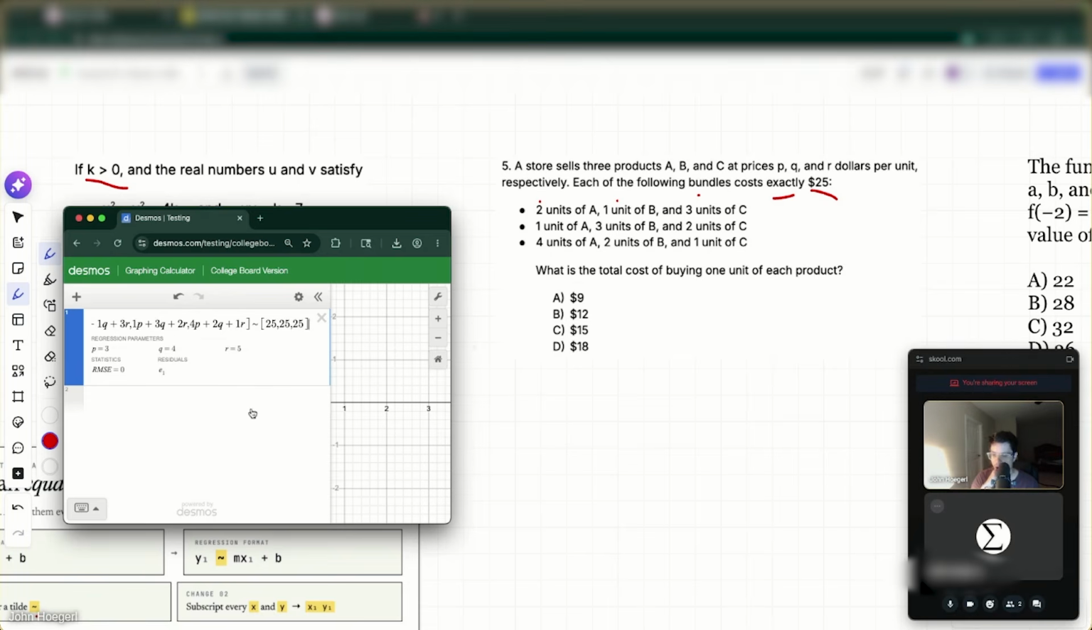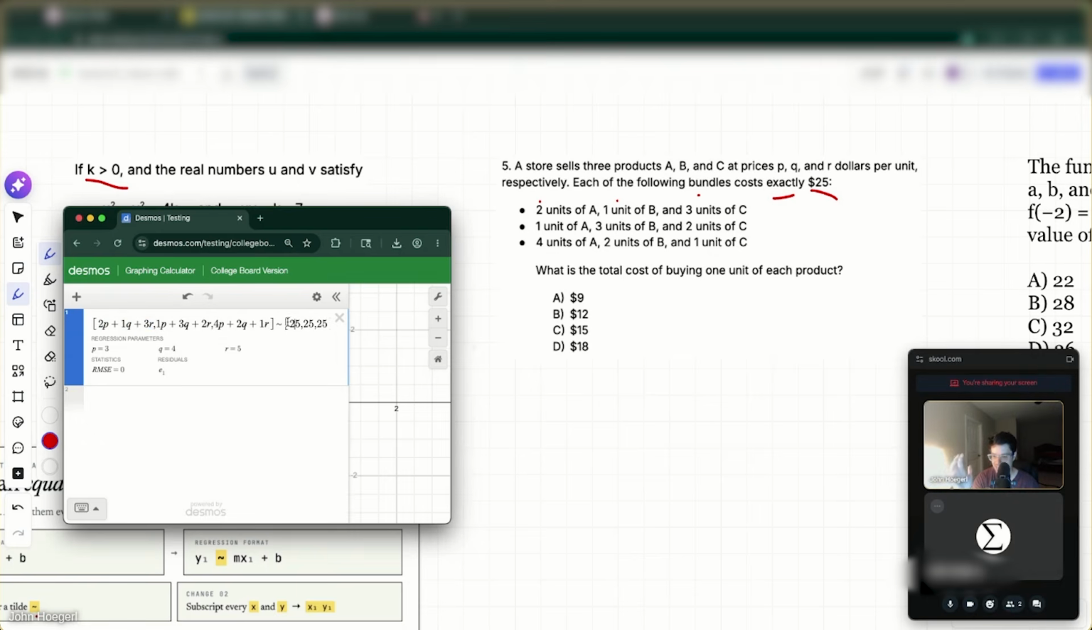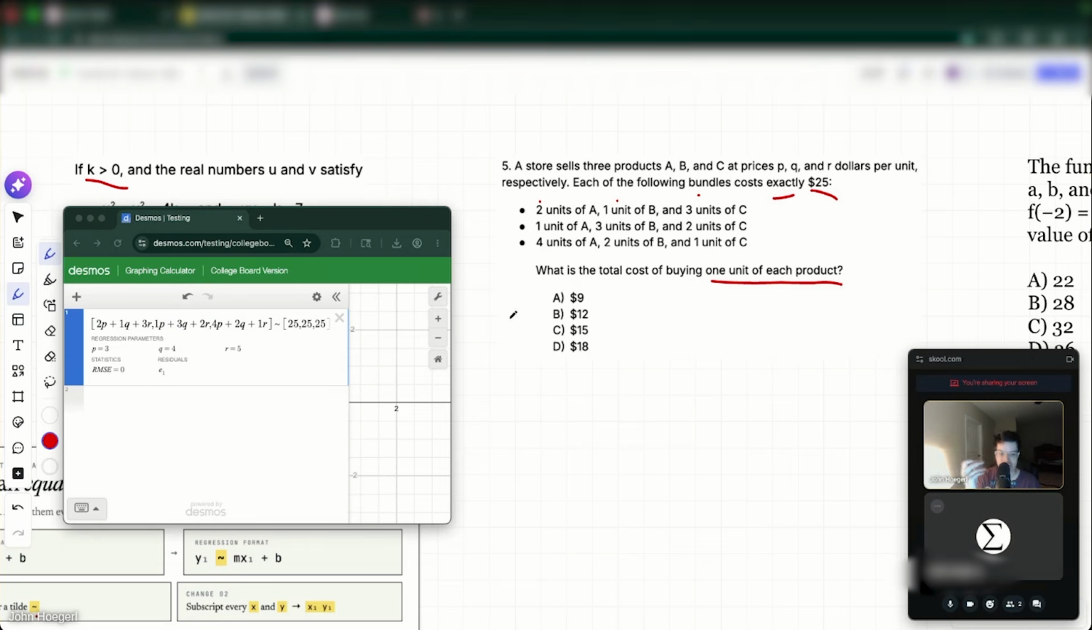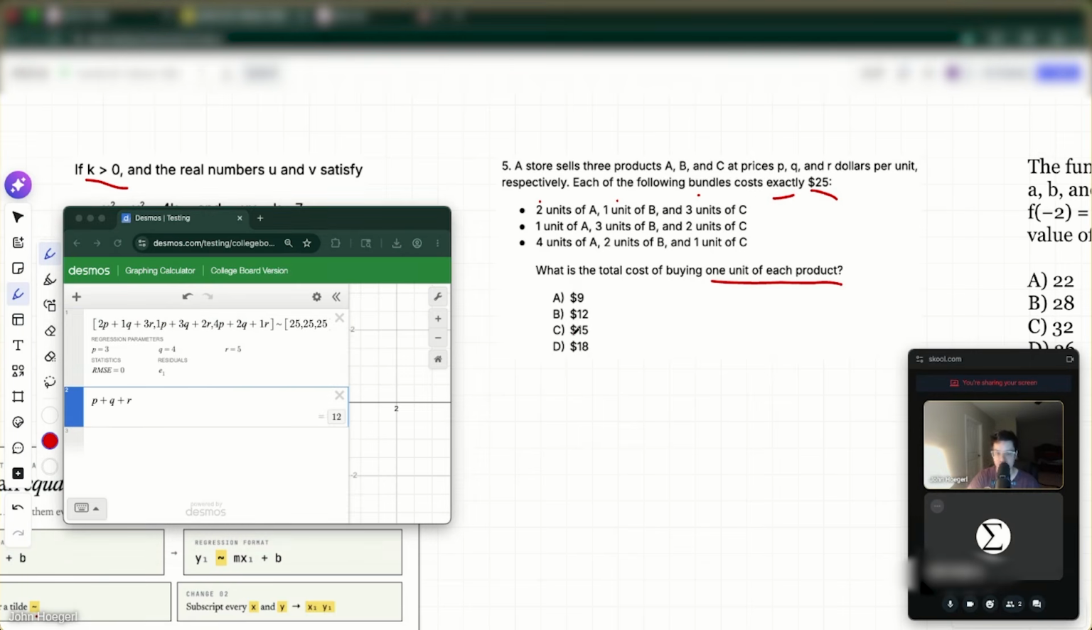So if you understand what is actually going on here, you should hopefully be able to see how I'm getting each of these things. Essentially that equals that, that equals that, and then that equals that. So, okay, we have all that now, and it's saying what is the total cost of buying 1 unit of each product? So if we just say P plus Q plus R, that's 1 of each, would be 12.